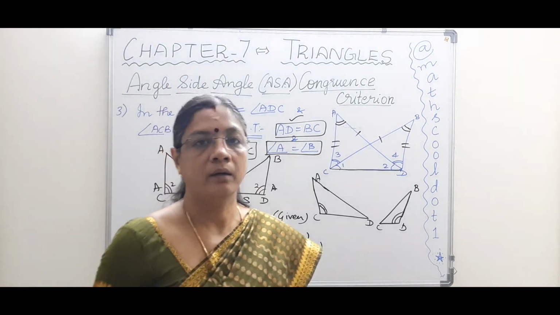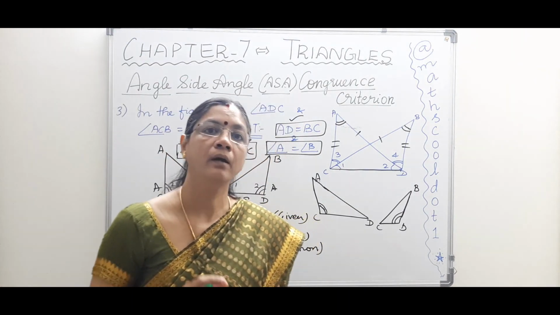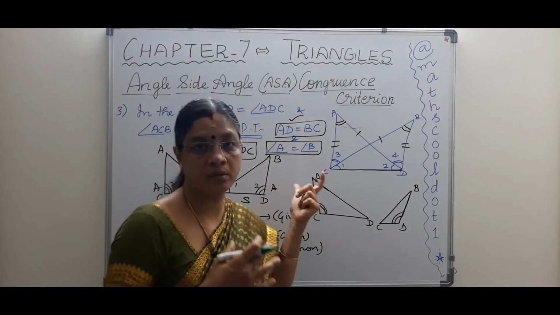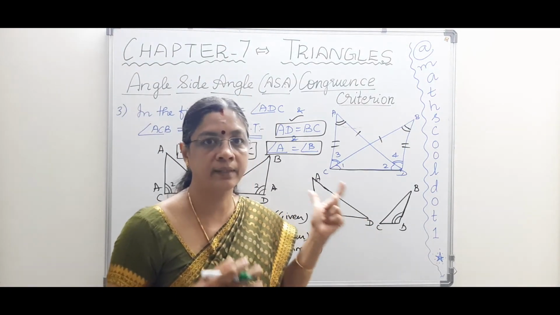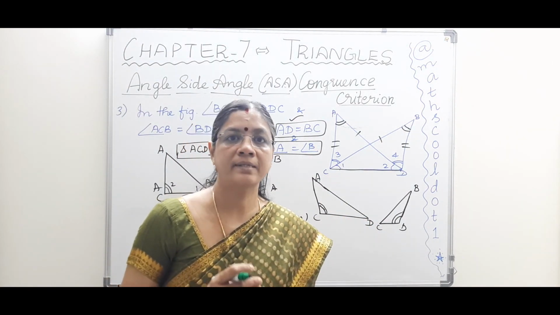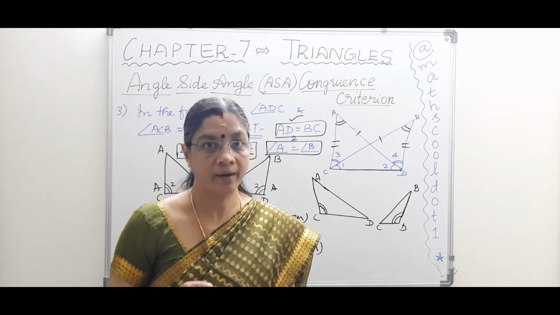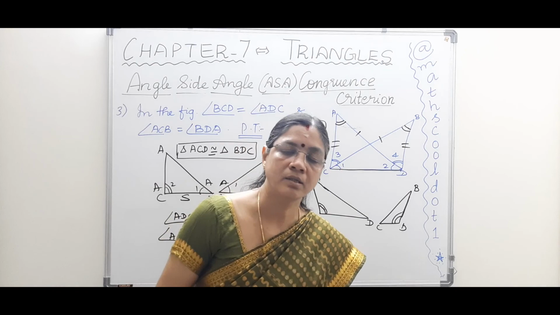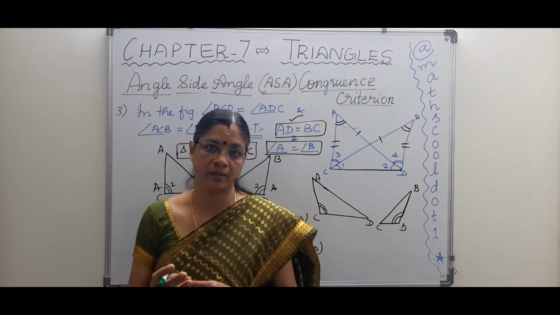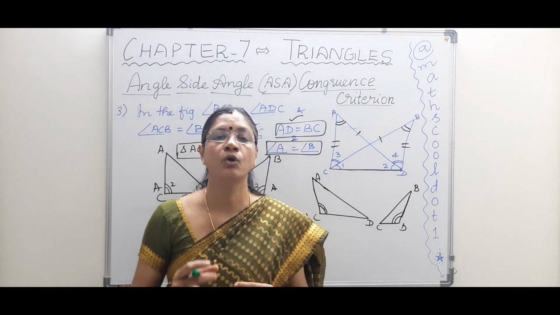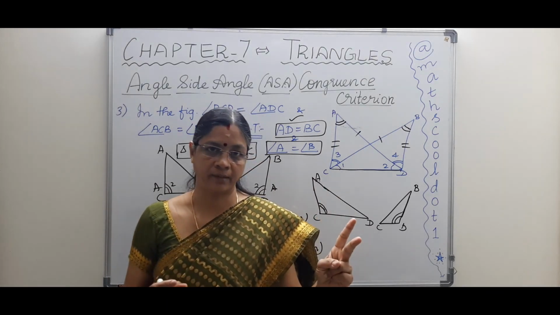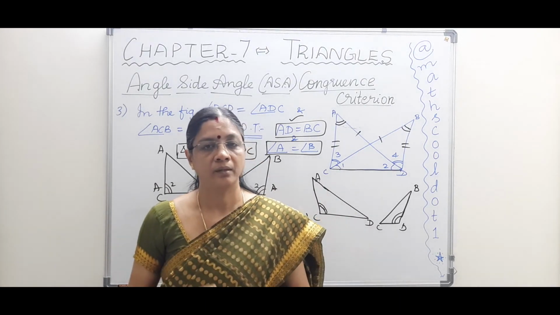Now I hope that you would have understood the 3 problems we have solved in this criterion. So according to ASA criterion, how do we prove triangles to be congruent? I hope you would have understood. So in the next class, we'll be seeing yet another criterion. We have 5 criterions, and we have just finished 2 of them. We'll see the next criterion in the next class.